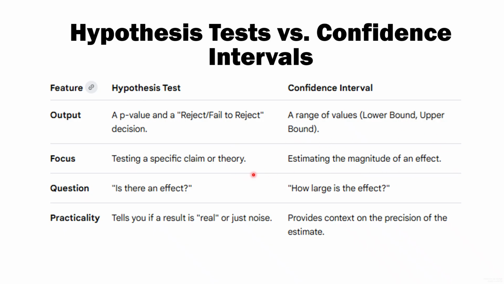It's estimating the range, right? And the question would be, is there an effect versus how large is the effect? And the practicality: the hypothesis test will tell you if a result is real or just noise, and then the confidence interval provides context on the precision of the estimate.